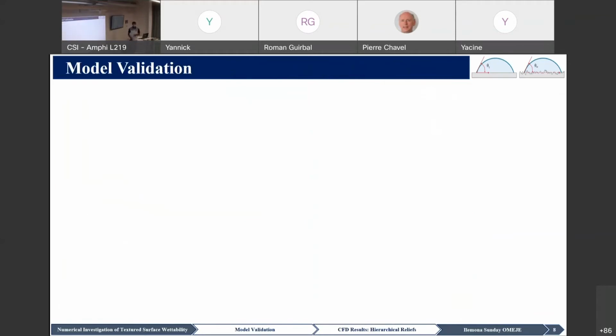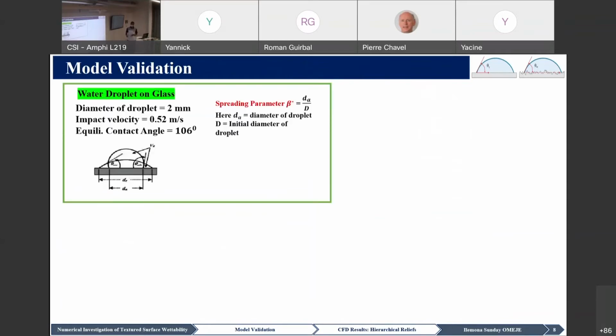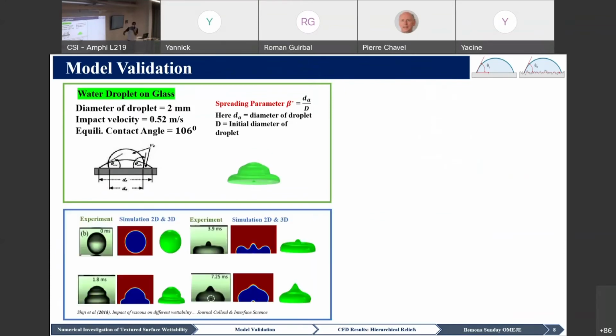So the first thing we did is to validate our model to see if it's accurate for accounting for the structure we created on the material. In the simulation, we performed a simulation of water droplets on glass. And first of our results is to compare with an experiment that has been done. And you can see on the snapshots, our simulation correlates with what was obtained in the experiment.